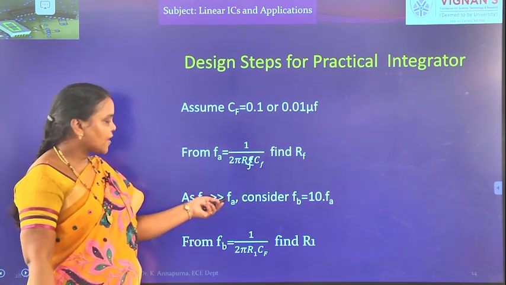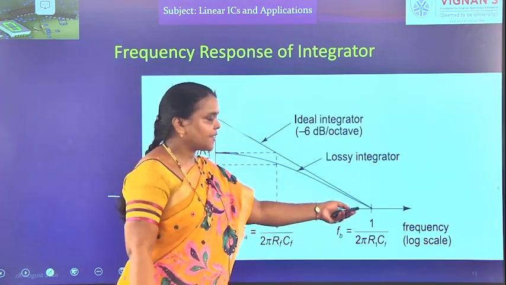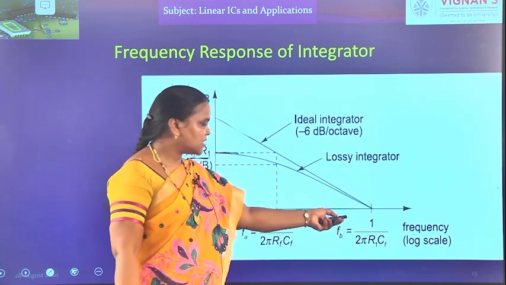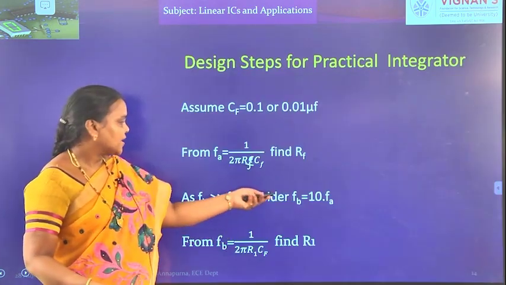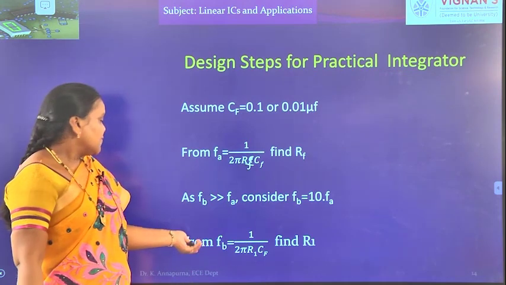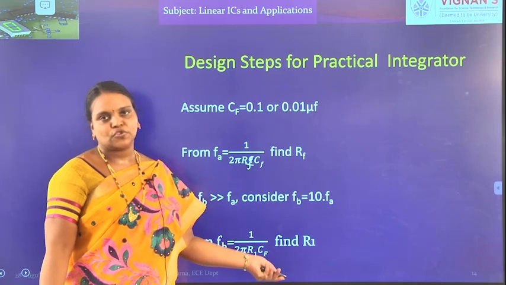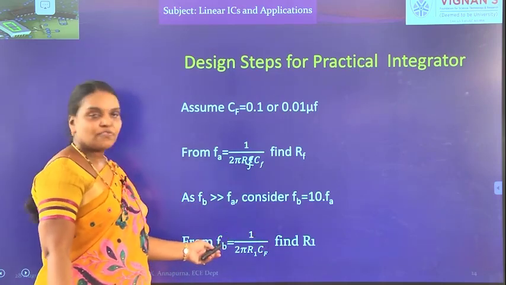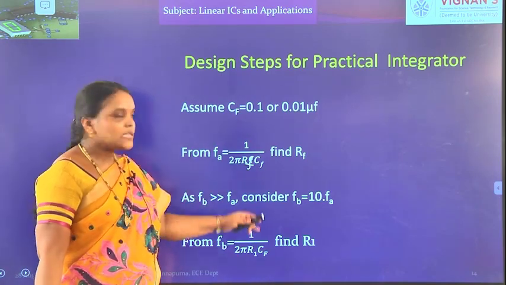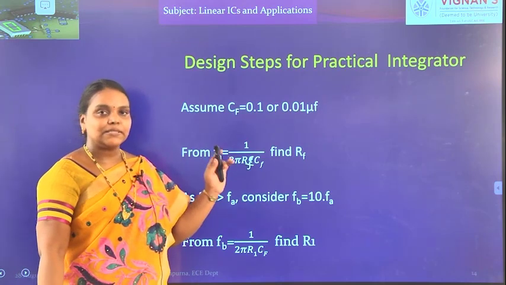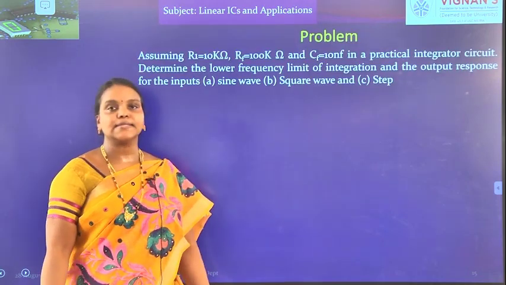And next, Fb is far greater than Fa. Just now we have seen in the frequency response where we are getting the 0 decibels gain. It is far greater, which means practically we will take 10 times greater. So, Fb is taken as 10 times Fa, and then from this Fb, what is the Fb formula? 1 by 2 pi R1 Cf. You already assumed Cf, and just now you found Fb, so from that you can find the value of R1. After finding these values, you have to draw the practical integrator circuit and place these values at the corresponding points. Okay, now let us see the problem.